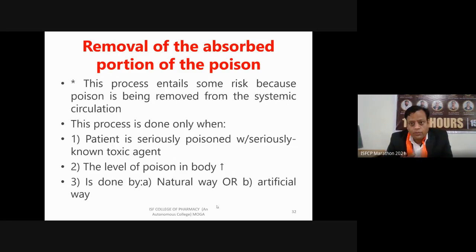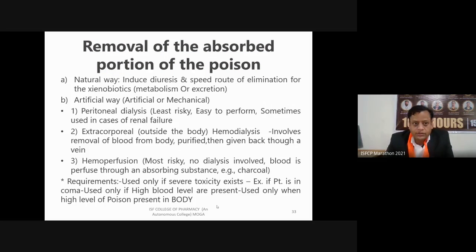So the 4 to 5 hours after the poison enters our body is very essential, and within this time, if we excrete it through the oral cavity or any way, then the poison can be minimized. So the removal of absorbed poison can proceed by two processes. It is used when the patient is seriously poisoned. The level of poison increases in the body, and there are different ways by which the poisonous substance increases in our body. So removal of absorbed poison is very essential, and this removal can proceed in different ways.